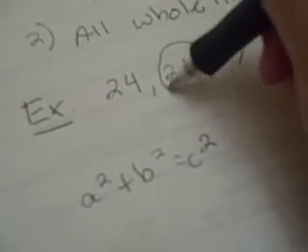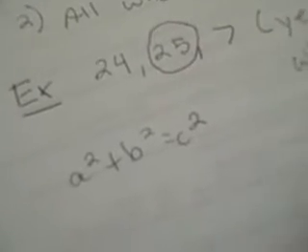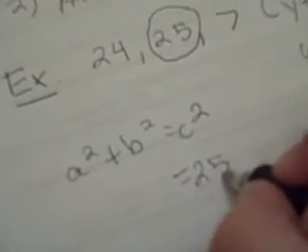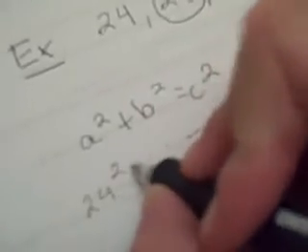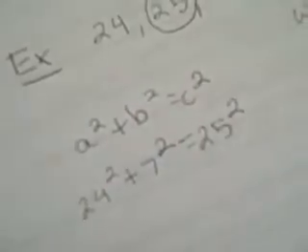Again, how do we figure out which number to plug in where? Which number has to be C? You should have said 25 because it's our biggest number. 24 and 7 can get plugged in for either A or B. That doesn't make a difference where you plug those in. So we'll have 24 squared plus 7 squared is equal to 25 squared.